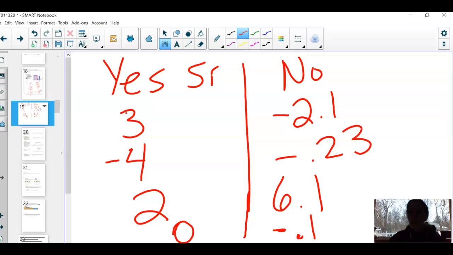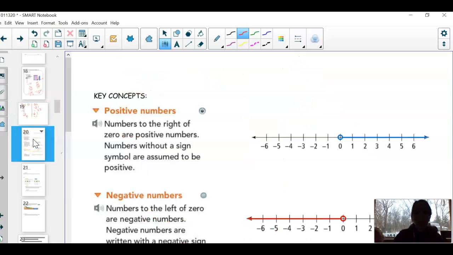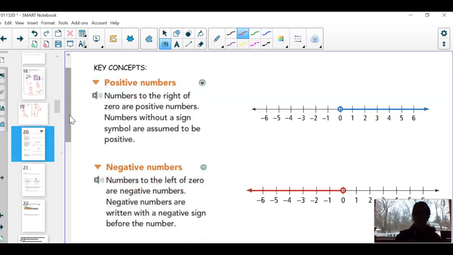Un número entero es un número positivo o un número negativo o 0, pero no un número con un decimal. Okay, fácil, easy? Okay, let's go ahead and continue. Go ahead and turn to the next page. Necesitas buscar la otra página.